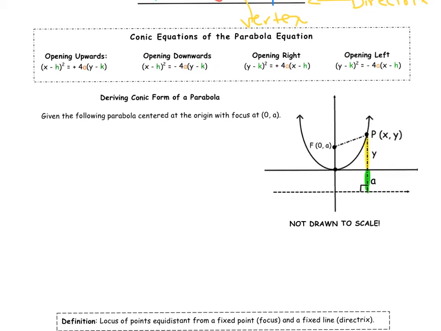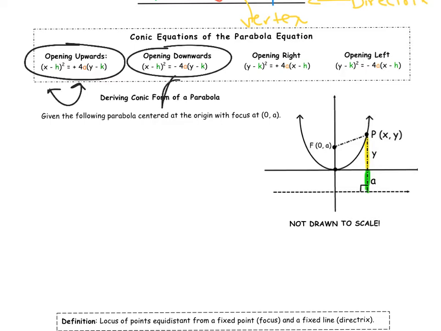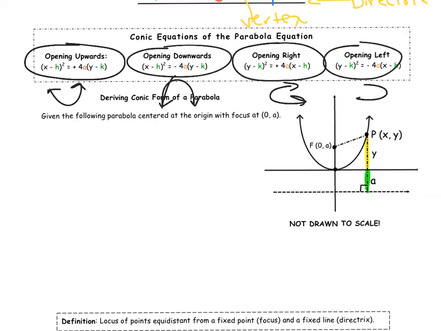So conic equations for parabolas, these are just 4 different equations that you are going to want to know whether it's opening upwards, whether it's opening downwards, so that would be this way, whether it's opening to the right, so that's a sideways parabola, and then opening to the left, that would be a sideways parabola opening to the left. Okay. So, given the parabola centered at the origin with a focus at 0, 8, we're going to actually derive the conic form of a parabola. So, we're going to actually derive the equation for a parabola in its conic form.